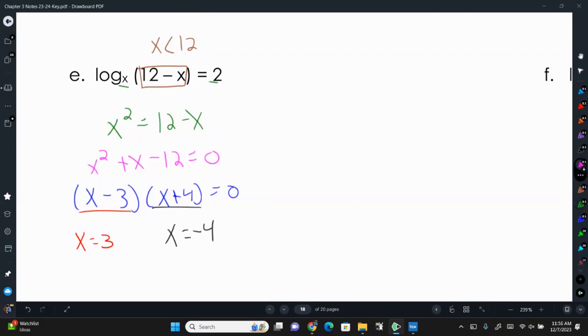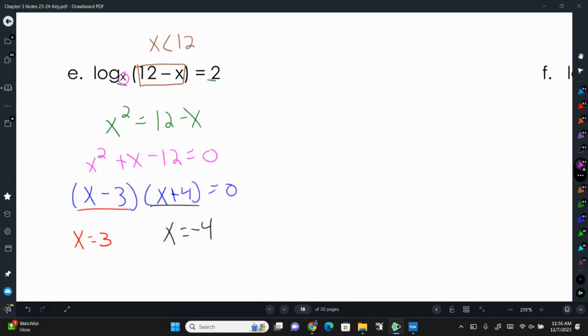But remember what we said about the base of an exponential equation. Back at the beginning of the unit, we said that the base of an exponential function has to be bigger than 0 and not 1. The base of the log is the same base as your exponential equation. So we also have to account for x has to be greater than 0 and x cannot equal 1, because that is the base of our exponential function that corresponds with this log.